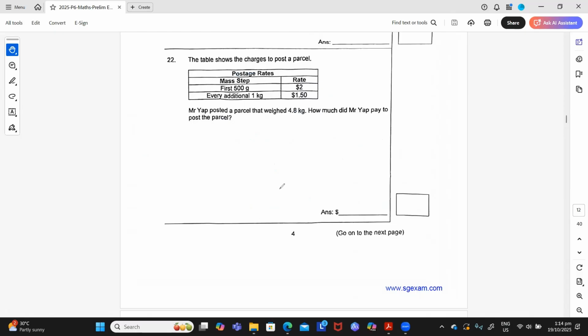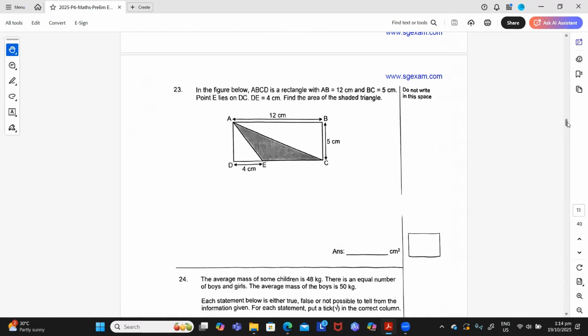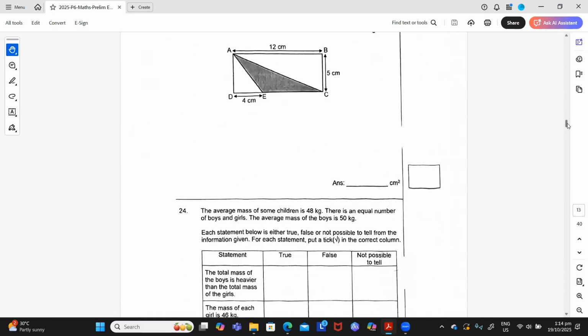Okay, question 23. Okay, this one very easy. Find the area of the shaded region. So it's always half times base times the imaginary perpendicular height. So take 12 minus 4, that's 8. So 8 is here. So take half times 8 times 5 is 20. Done.